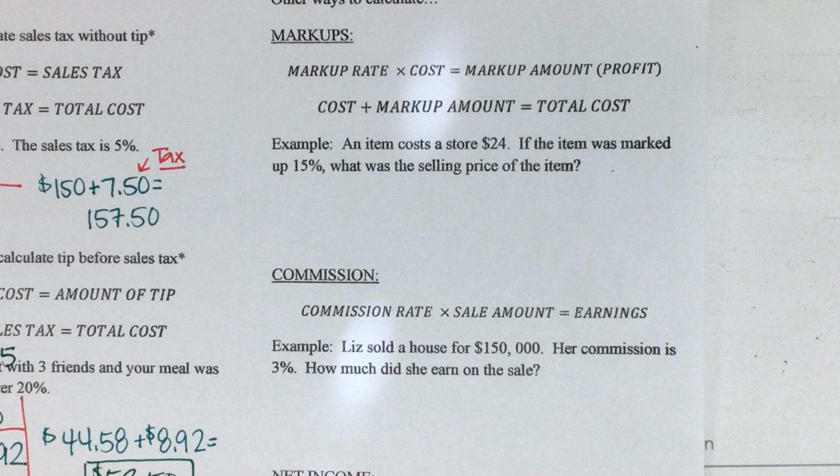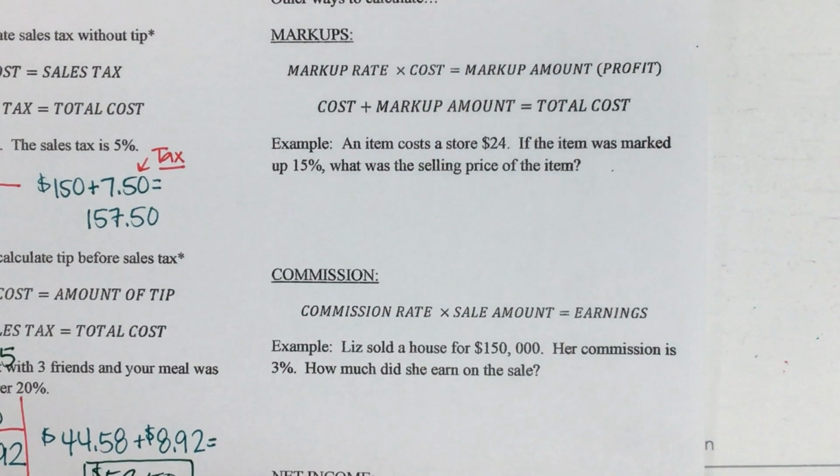So say you had a store that sold blue jeans, okay? You bought the blue jeans from the wholesaler for $17 a piece. You're not going to say, oh, come to my store, I'm going to sell it to you for $17, are you? No, you're going to double it, and you're going to sell them for $34, so you make a $17 what? Profit, okay? That's a markup, okay? So markup times cost equals markup amount or profit. Cost plus markup amount equals total cost.